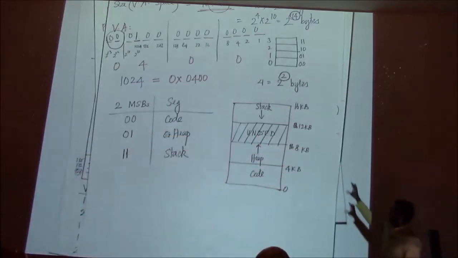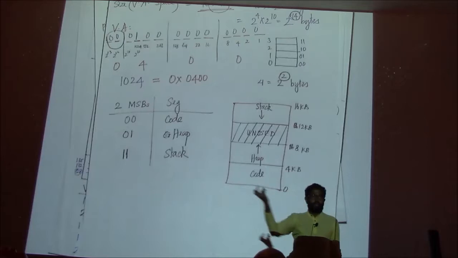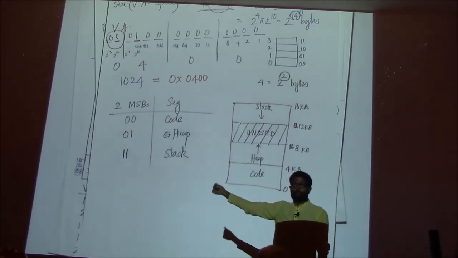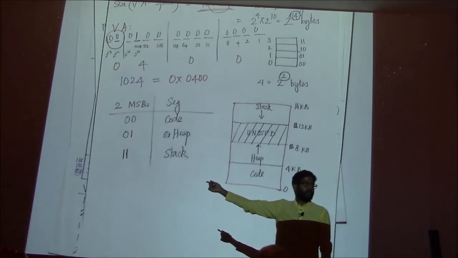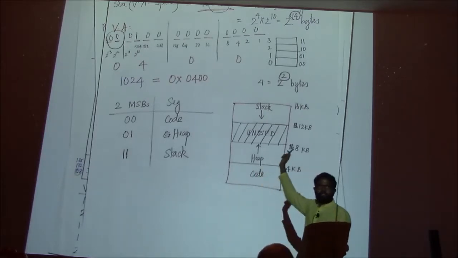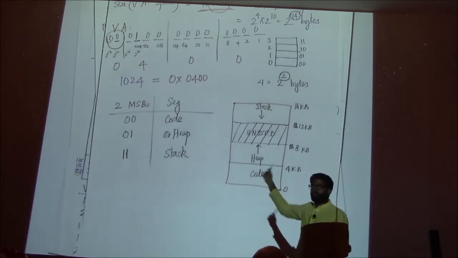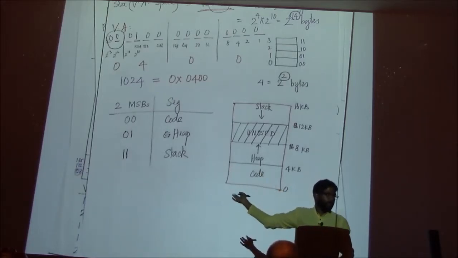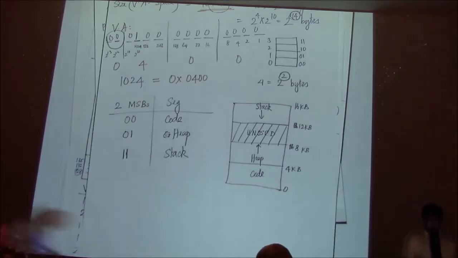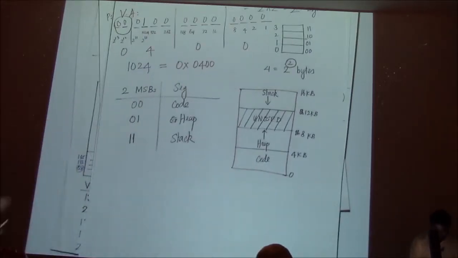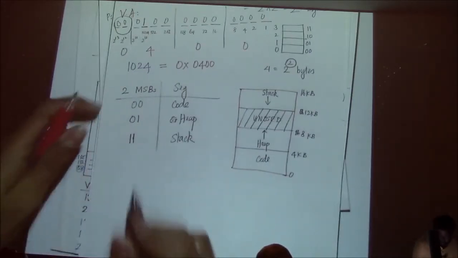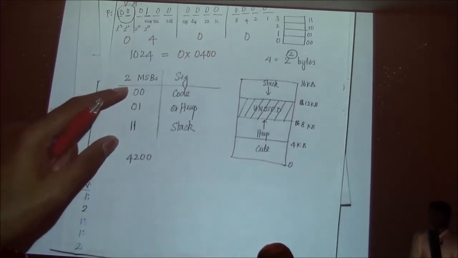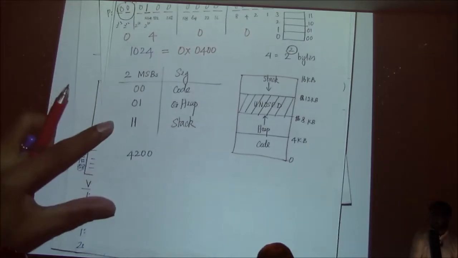Because that particular part, if you think about it, is going to have the most significant bits as 1, 0. Okay, we are not mapping that to any of the segments. So the maximum size a stack or a heap can grow in this particular scheme is only 4 KB, and the maximum size of the code segment is also 4 KB. Okay. So with this, now you may also try converting the address 4200 to binary.